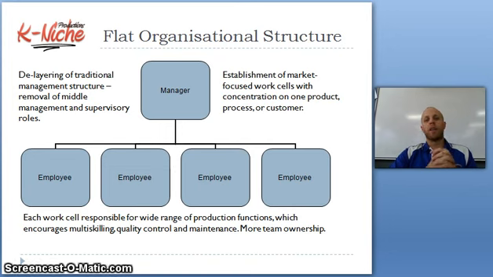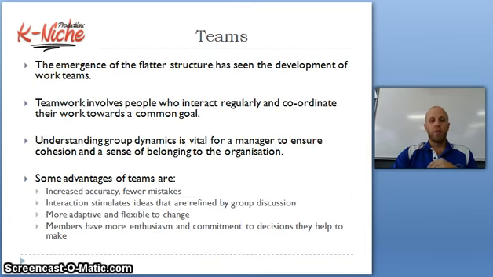So once again, there was a continuous emphasis on teams and teams coming towards actually completing some kind of business goal. And then each work cell was responsible for a wide range of production functions, which encouraged multi-skilling, quality control, and maintenance. There was more team ownership. The people actually had ownership in what they were doing at work every day. And this had dramatic effects on productivity.